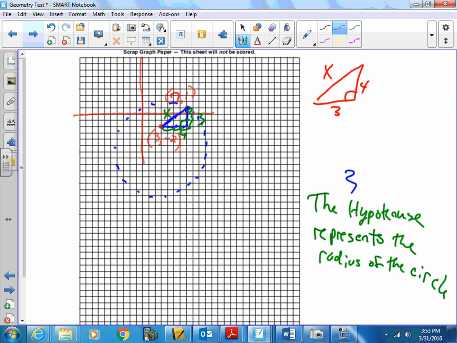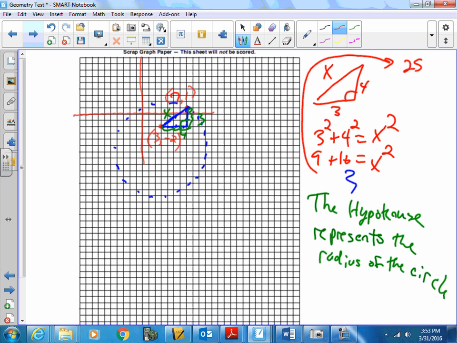But if you don't remember that, just do 3 squared plus 4 squared is equal to x squared. We end up with 9 plus 16 is equal to x squared. And coming up here, we have 25 is equal to x squared. Now, let's look back at the answers they give you.